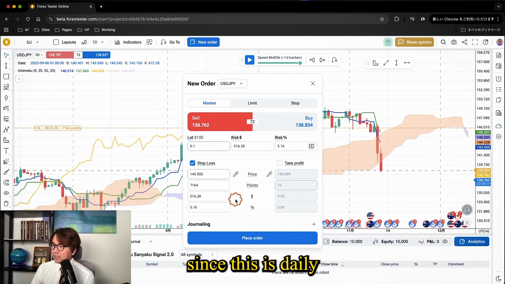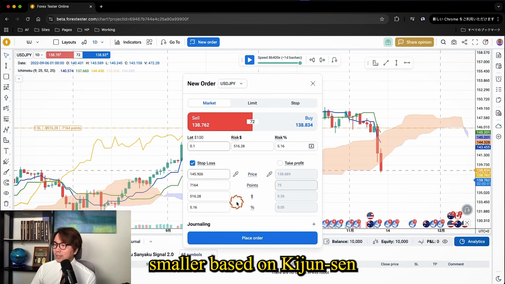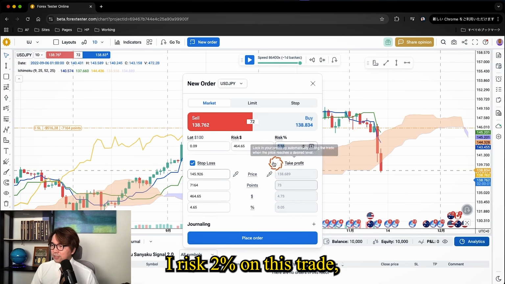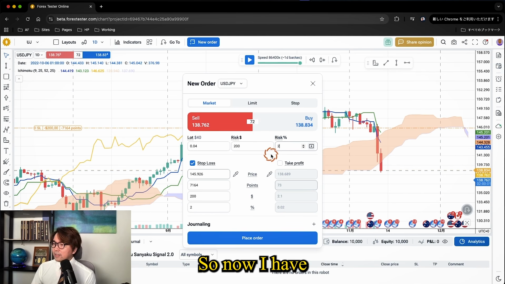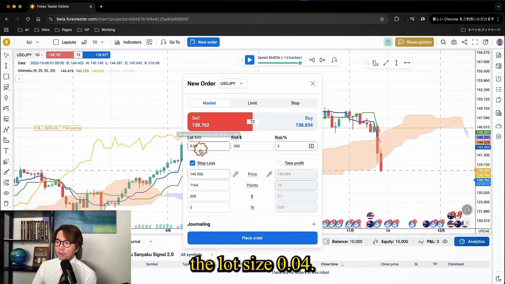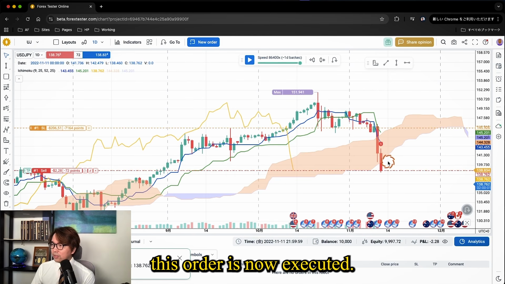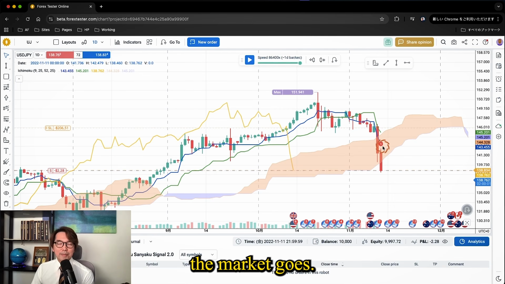And this time, since this is daily time frame basis, the stop loss is very wide. But if you do this on 1 hour or 4 hour time frames, then the stop loss should be smaller based on the Kijun-sen. And then I risk 2% on this trade. So I press risk 2%. Now I have the lot size 0.04, and now I place the order so that this order is now executed. So let's see now how the market goes.